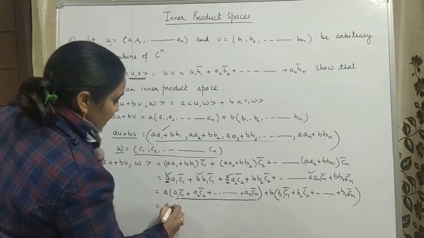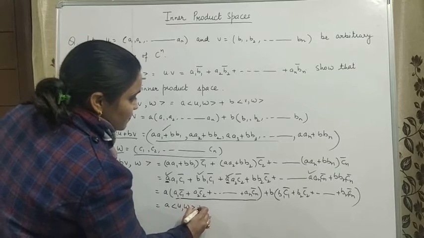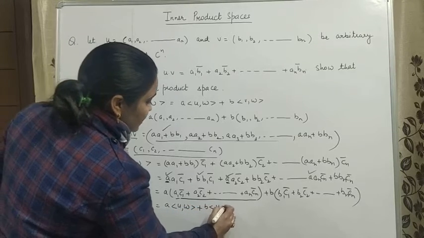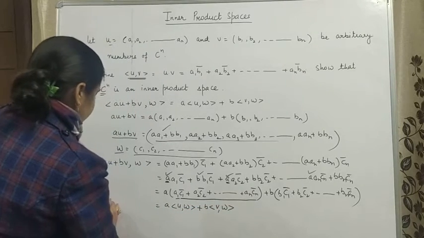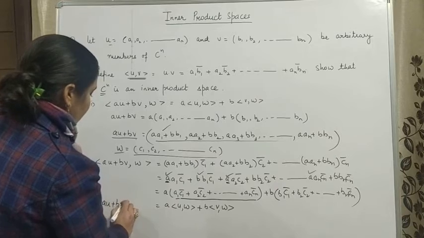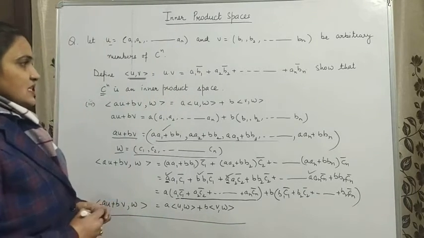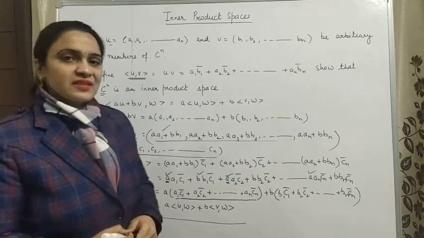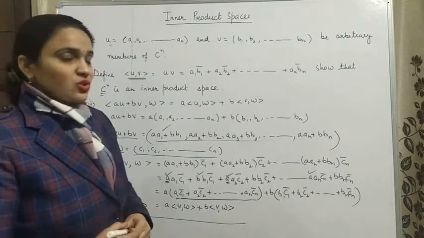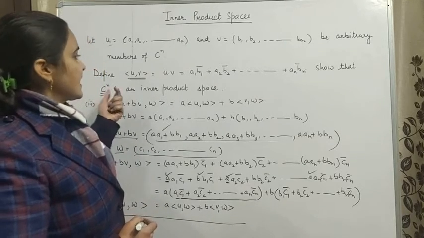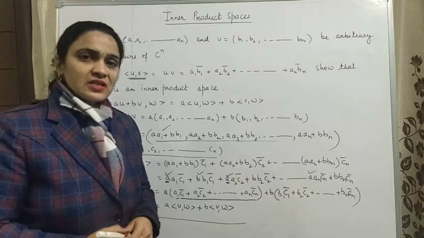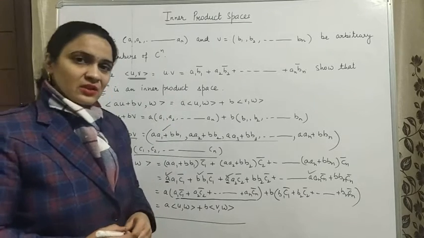So it is a times u with w plus b times v with w. So this is the inner product of au plus bv with w. So this is also satisfied. So all the three axioms are satisfied. So therefore this Cn is an inner product space. So this completes the question.